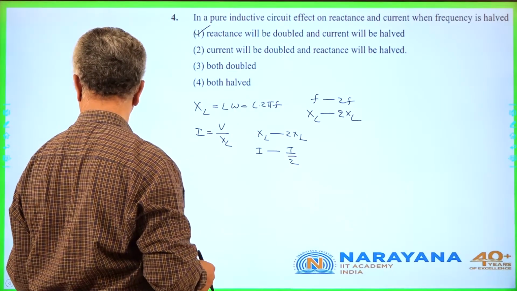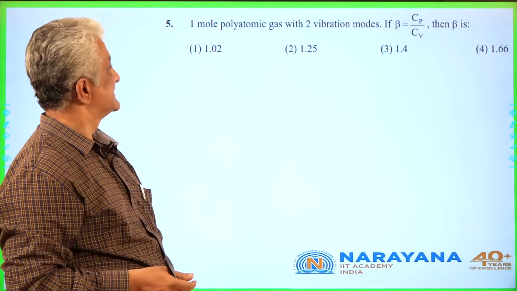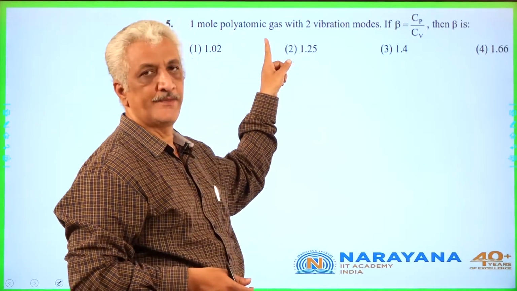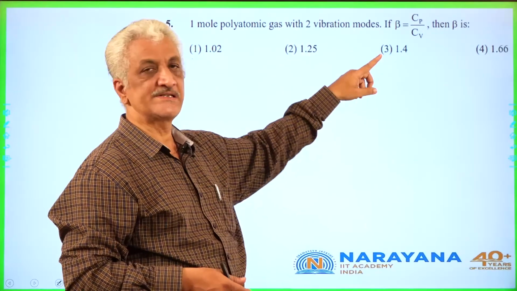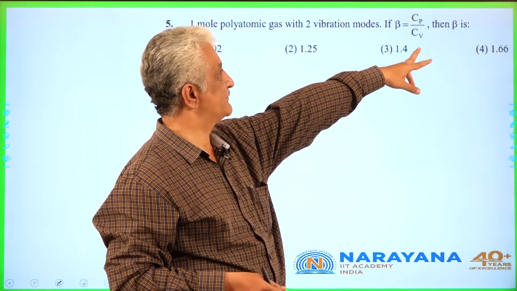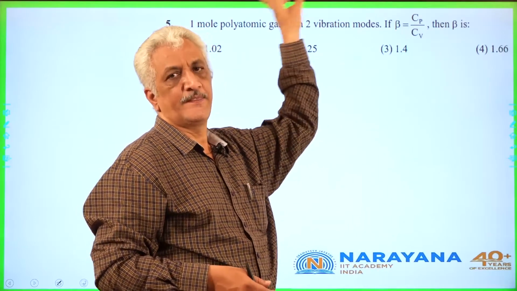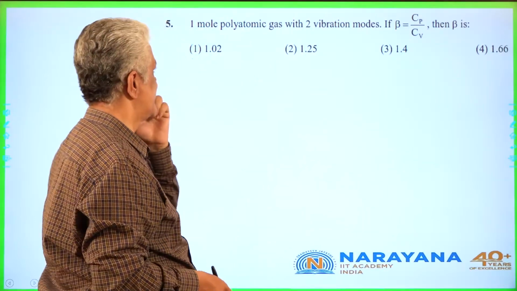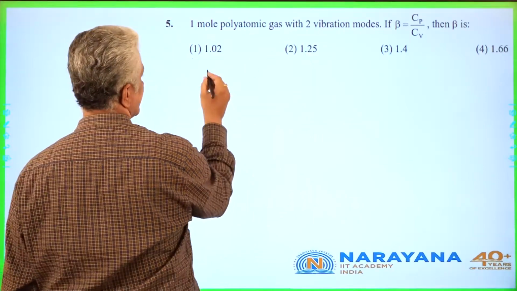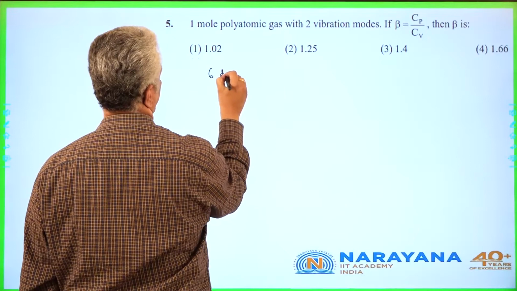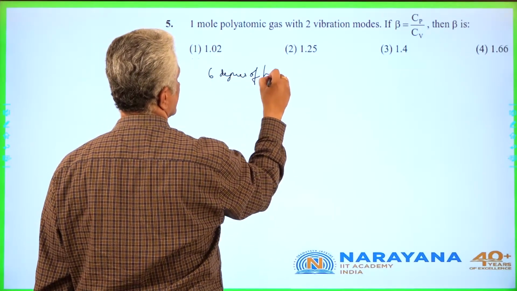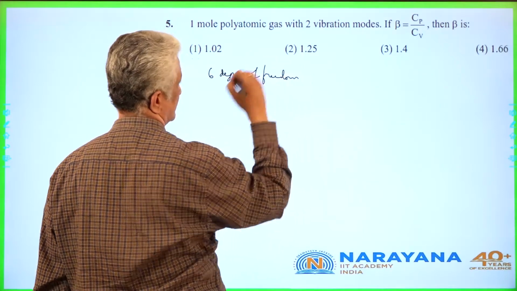Next, second one. It is saying that 1 mole of polyatomic gas with 2 vibration modes. What is beta? Generally we call this gamma in general notation, but it is given as beta here. Then what is a polyatomic gas? Generally, without any vibration modes, a polyatomic gas has 6 degrees of freedom. Out of 6, 3 will be translatory and 3 will be rotatory.